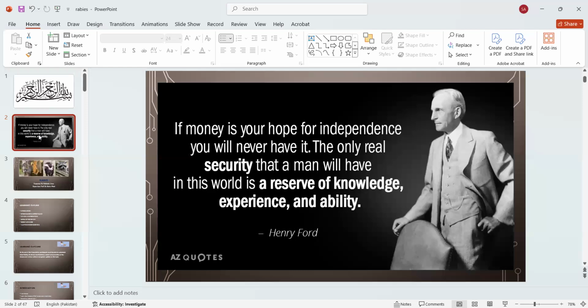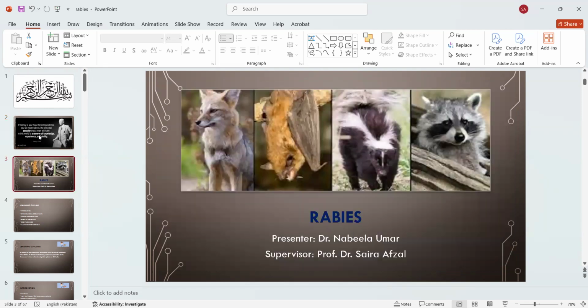Quote of the day is: if money is your hope for independence, you will never have it. The only real security that a man will have in this world is a reserve of knowledge, experience, and ability.